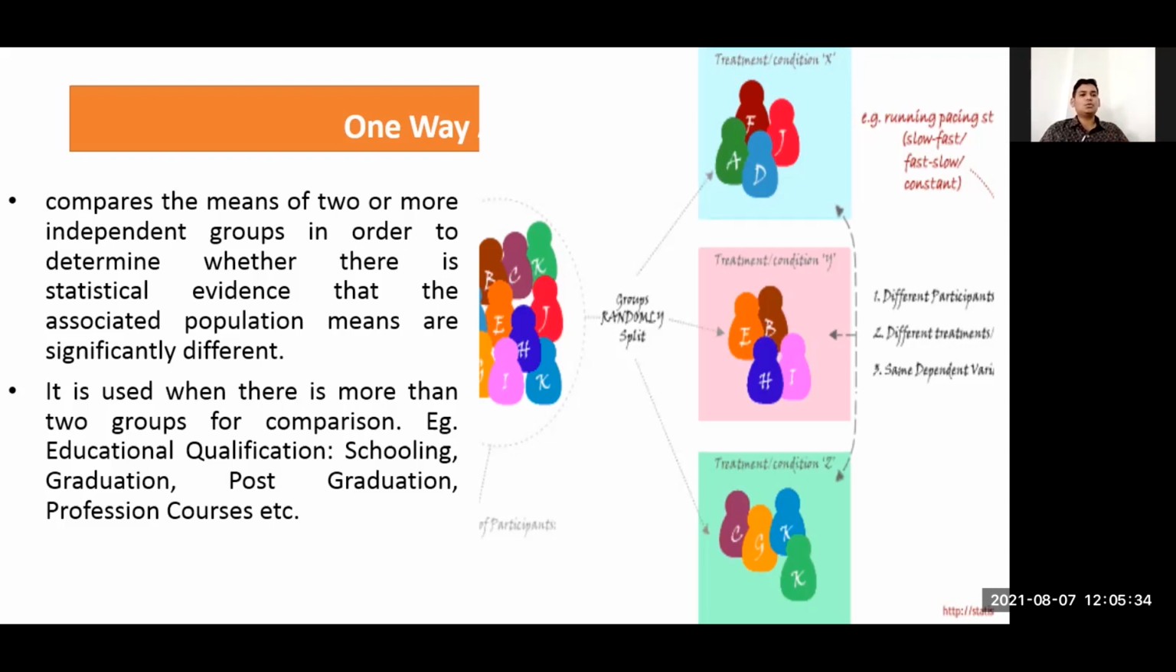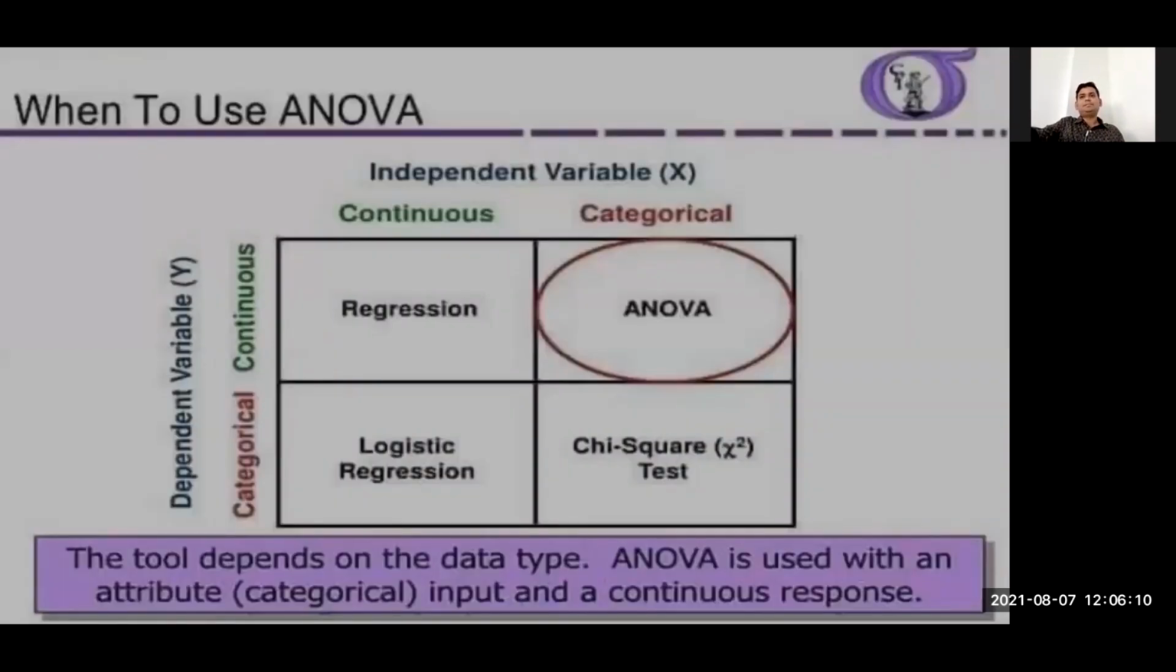It is used when there are more than two groups of comparison, which I told you about in the previous SPSS file. I showed you the age factor; there were 6 categories in the age factor. So we cannot apply the independent sample t-test. We have to use the one-way ANOVA. For example, education qualification has various categories: schooling, graduation, post-graduation, and professional courses. So these are 4 categories, which is more than 2 categories. So we need to shift to the one-way ANOVA test.